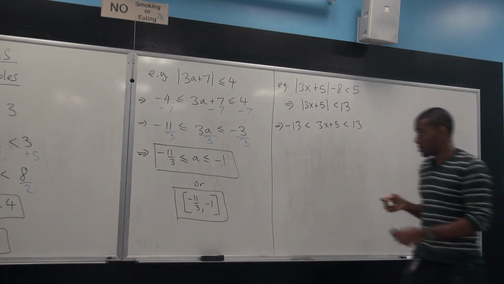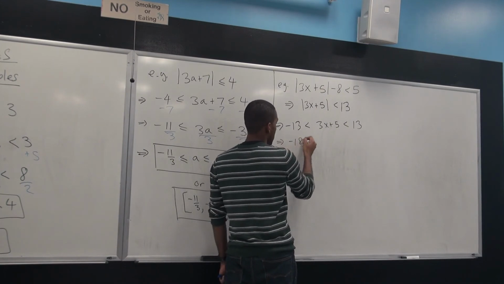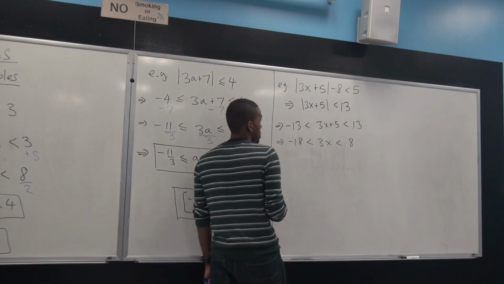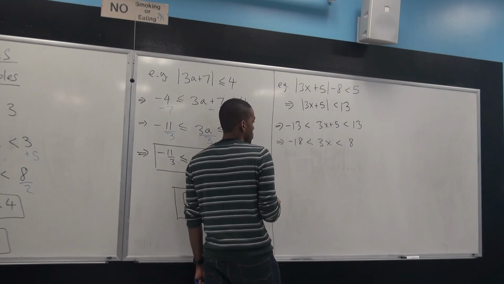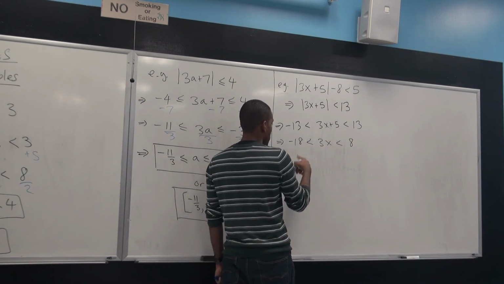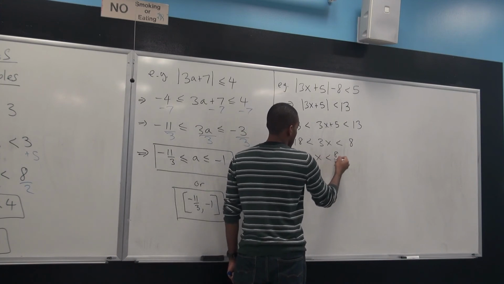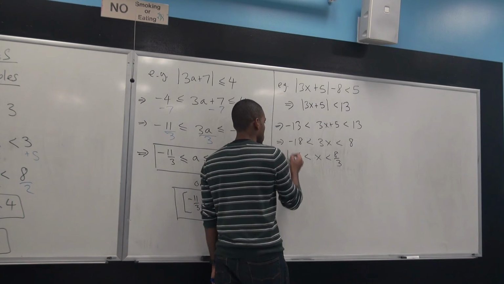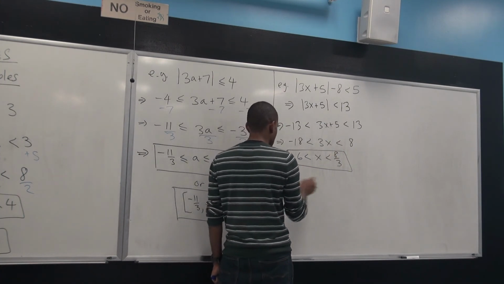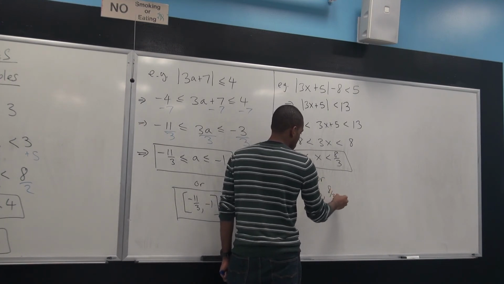Minus 5. Right, so now I subtract 5 from everywhere. So this would be minus 18 less than 3x less than 8. Then you divide both sides by 3. So 3 into 18, 6 times. So that's your solution. Your x has to be between -6 and 8/3, or in interval notation, (-6, 8/3).